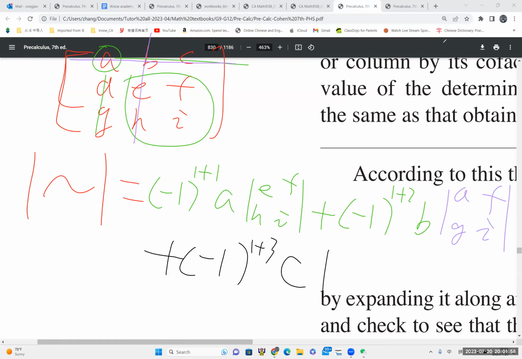For C, you just cancel the row it is located in and the column it is located in, so just left D, E, G, H. This is what it means, in order to get the determinant for a 3 by 3 matrix.